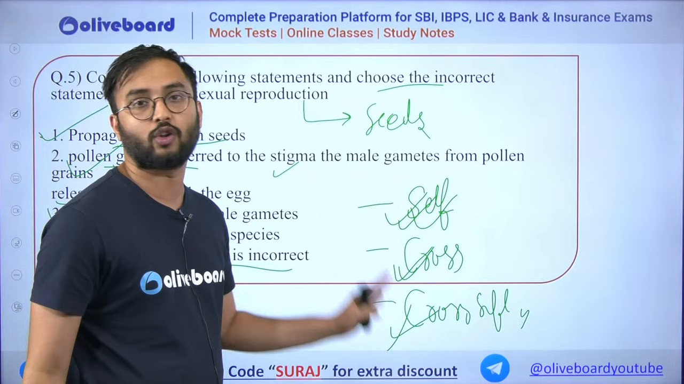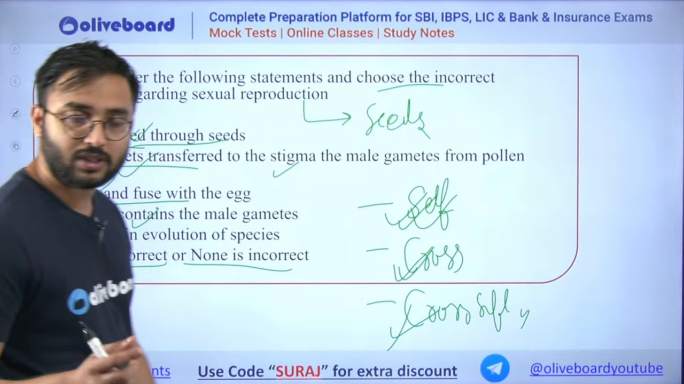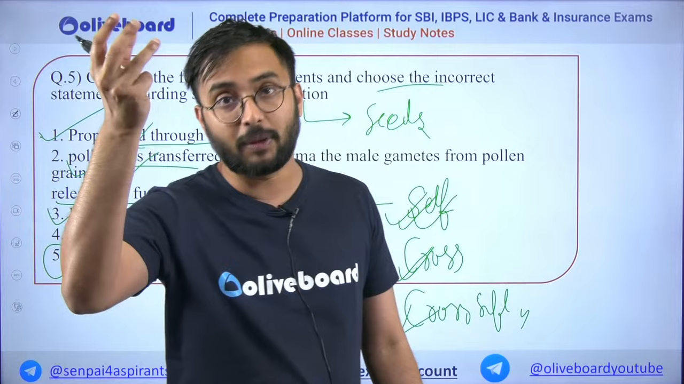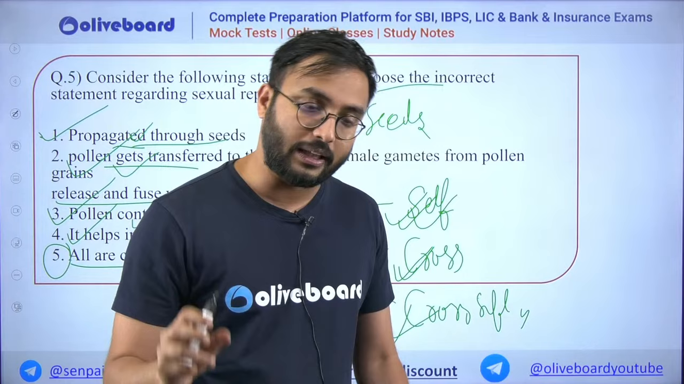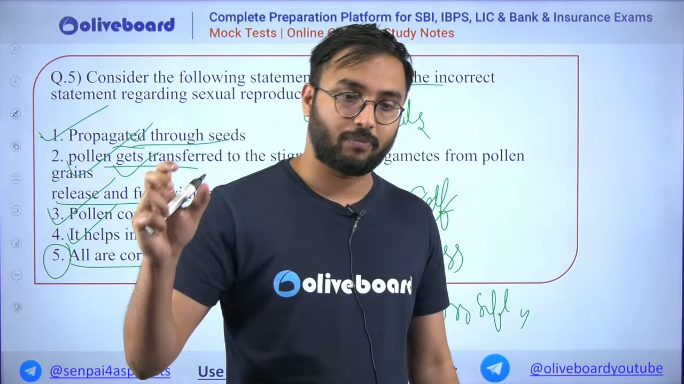Then the next thing: pollen grains contain male gametes. The pollen grains go into the stigma, and from the stigma they reach the ovary. After reaching the ovary, the male gametes and female gametes combine with each other. This process is called fertilization.